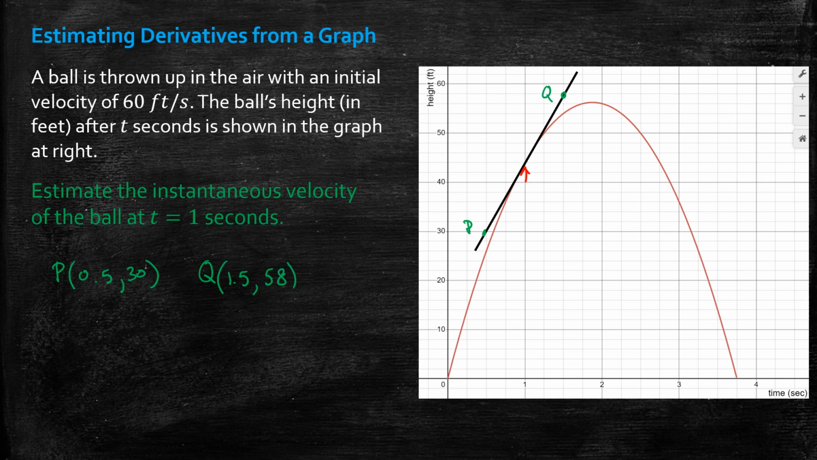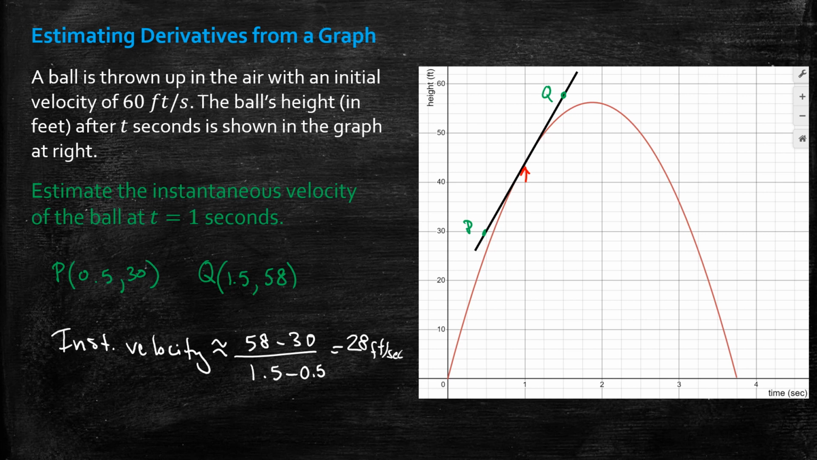And so if we like the instantaneous velocity of the ball, well, now it's still going to be approximate, right? Because this tangent line might not be perfectly drawn, but it's going to be the change in y, so 58 minus 30 over the change in x, 1.5 minus 0.5, and that leaves us with 28. So 28 feet per second. And if you do recall this context from a previous video, that is exactly what we got by using the limit definition of a derivative to find the instantaneous velocity at t equals 1.